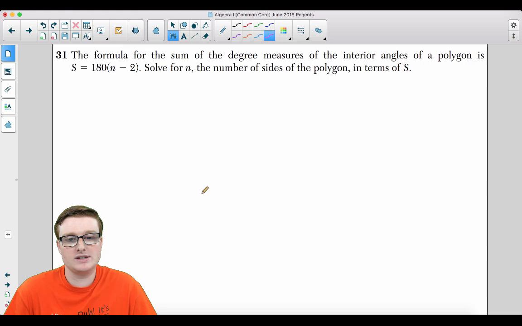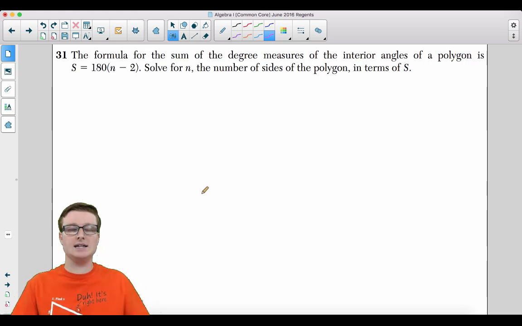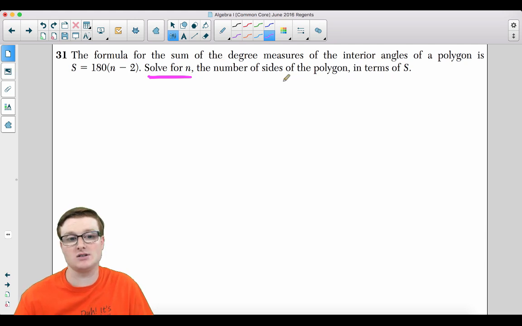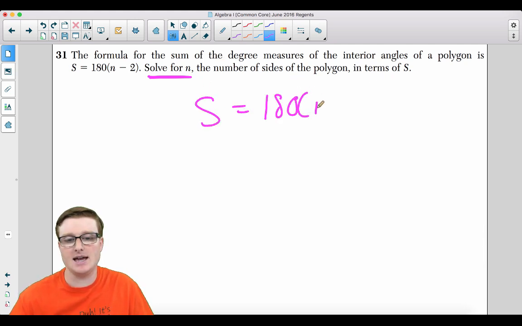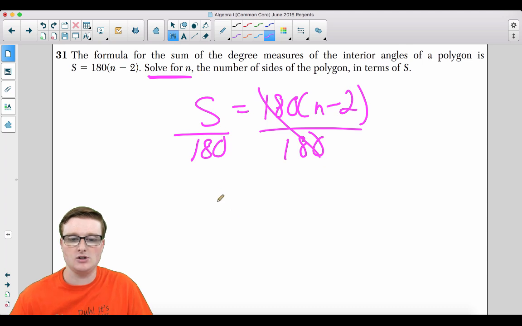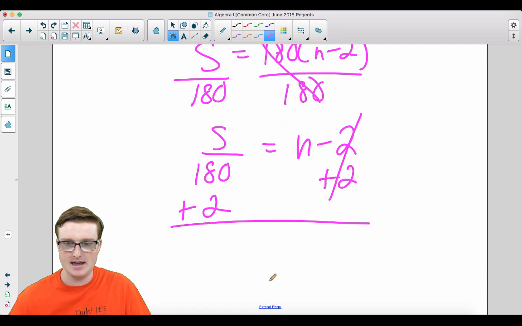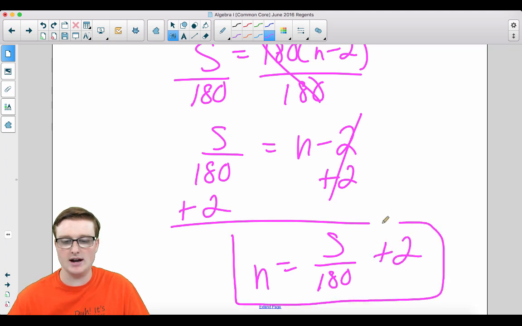The formula for the sum of the degree measures of the interior angles of a polygon is s equals 180 times n minus 2. Solve for n, the number of sides of the polygon, in terms of s. So we have s equals 180 times n minus 2. You're solving for n, so first I want to divide by 180 on both sides. So we get s over 180 is equal to n minus 2. Now you add the 2 on both sides, and we get n is equal to s over 180 plus 2. Ladies and gentlemen, that is your answer.